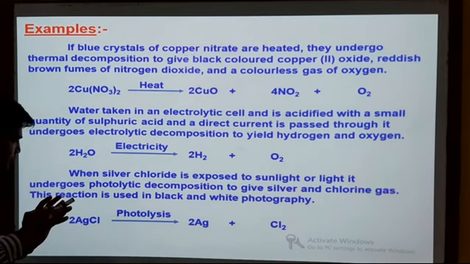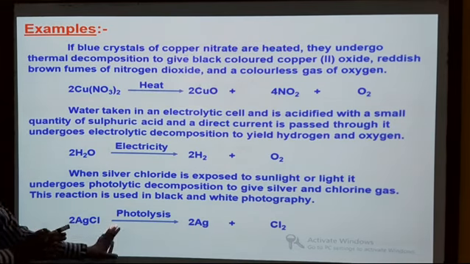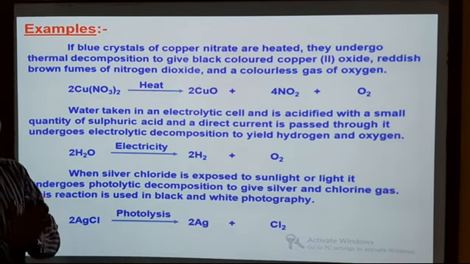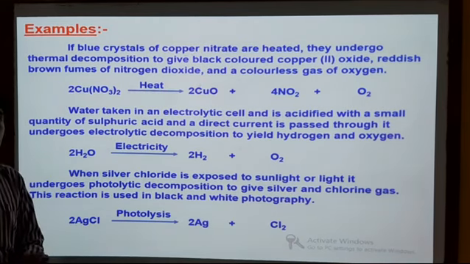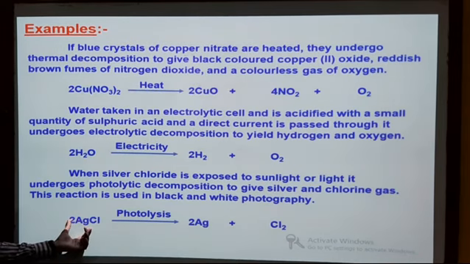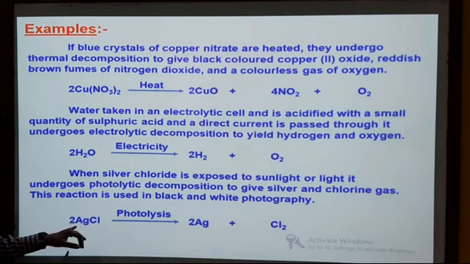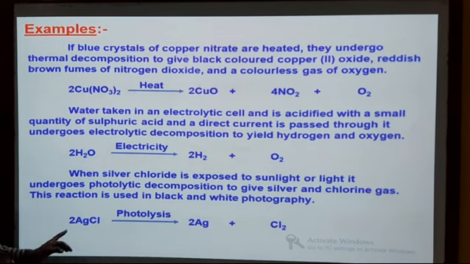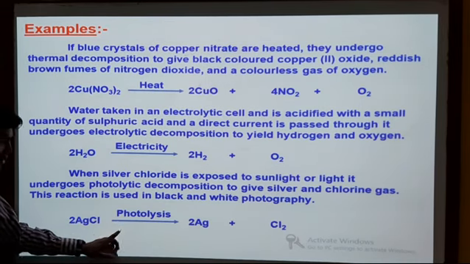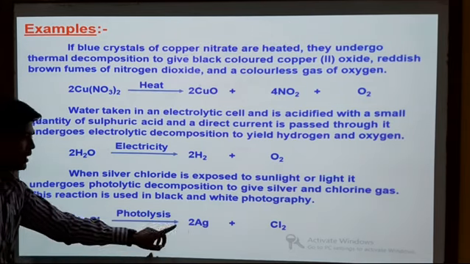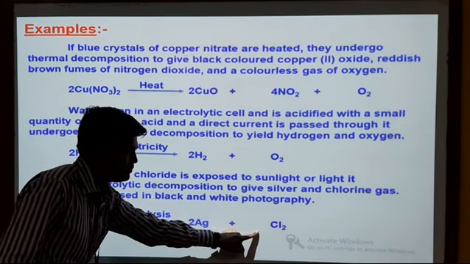Similarly, we are going to do the photolysis. Actually, when a substance breaks down with the help of light, it is also called photolysis. So in this case, we are going to do the photolysis of silver chloride. Now when we put light on the silver chloride, this silver chloride decomposes with the help of light, hence written as photolysis, into silver plus chlorine.